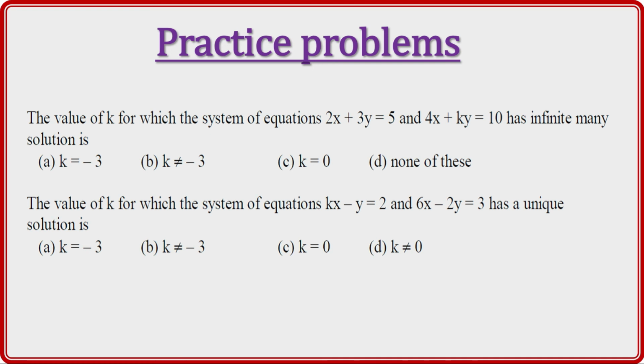Next, the value of k for which the system of equations kx minus y is equal to 2 and 6x minus 2y is equal to 3 has unique solution. Here k value minus 3 or k is not equal to minus 3 or k is equal to 0 or k is not equal to 0. Practice these problems, children.